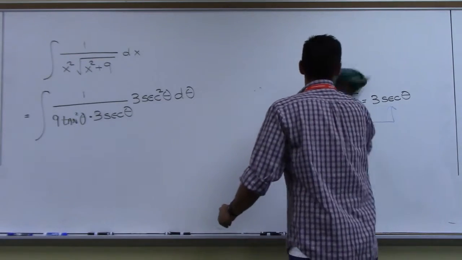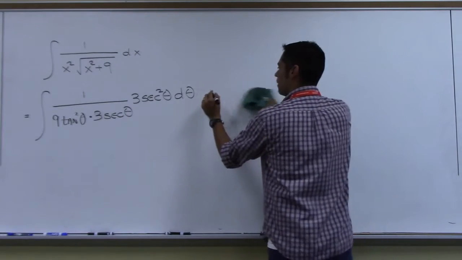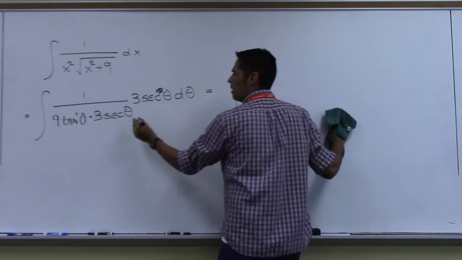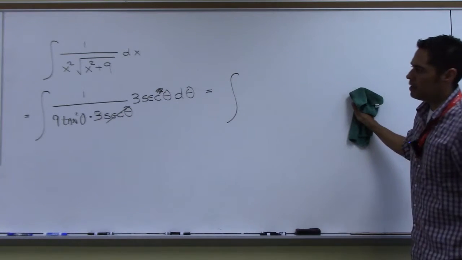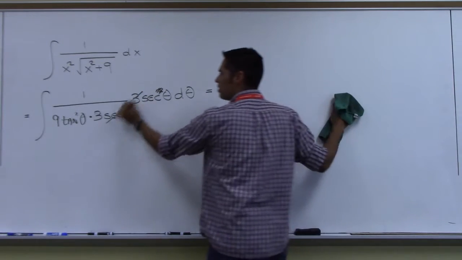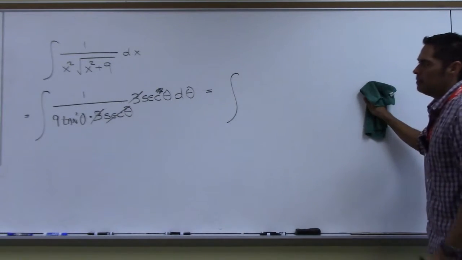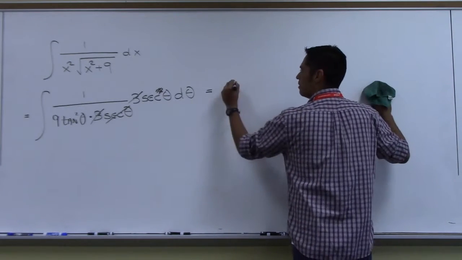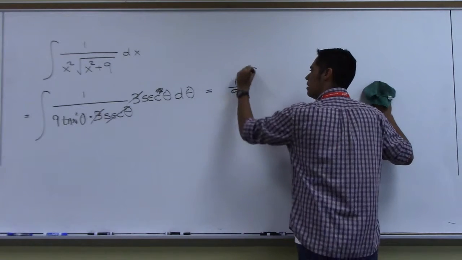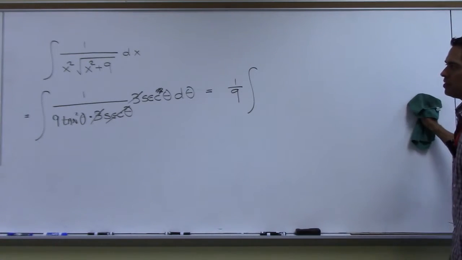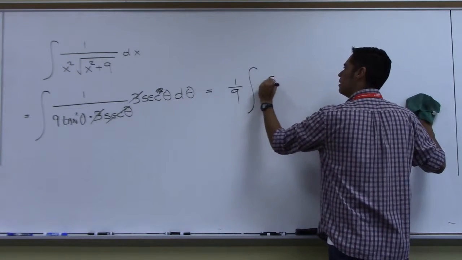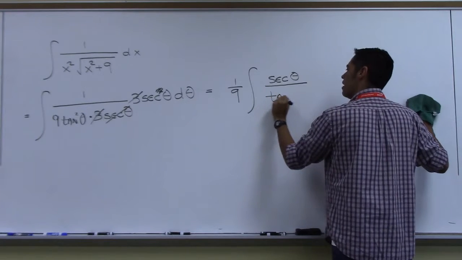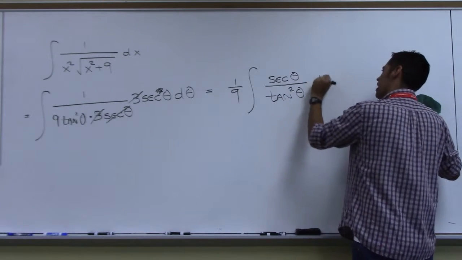Tell me what's going to go away here, what we'll be left with. Secant theta now, so you're just going to get rid of the squared on that secant, right? Any other cancellation here? These 3's cancel. That's nice. You want to take care of that 9 for me, Karen? Okay, as 1/9. Good. And I'm left with a secant theta on top and a tangent squared theta on the bottom, d theta.